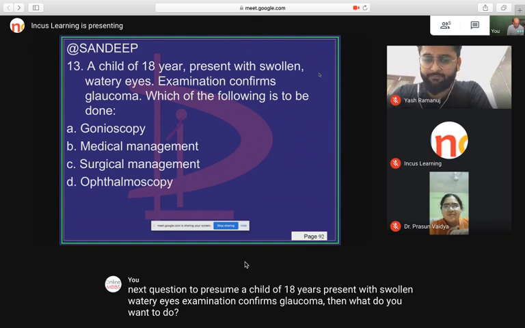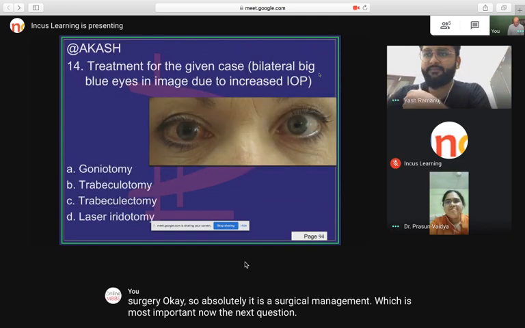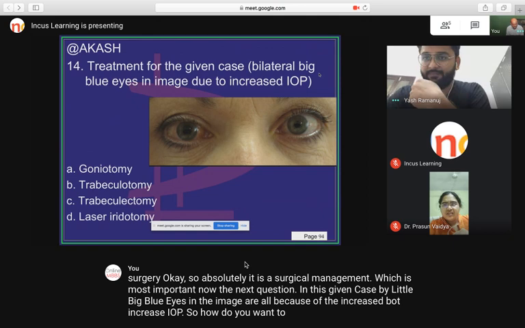Now, the next question. In this given case, bilateral big blue eyes in the image are all because of the increased what? Increased IOP. So, how do you want to treat? Sir, it's again a case of glaucoma, and we will go with trabeculotomy. Very good. So, typically, trabeculotomy is considered to be the choice in this given case. So, what are all the important indications of trabeculotomy? It is a favorite question of the examiner.